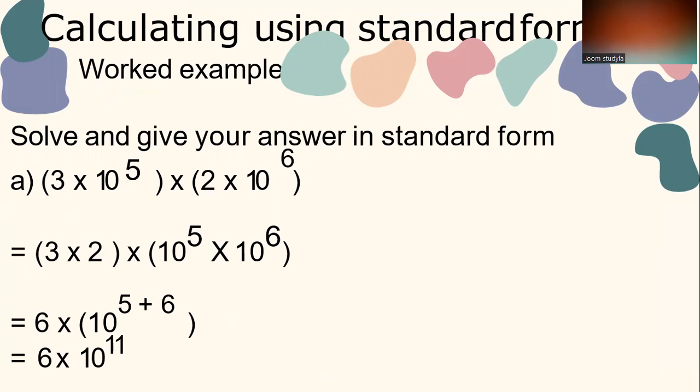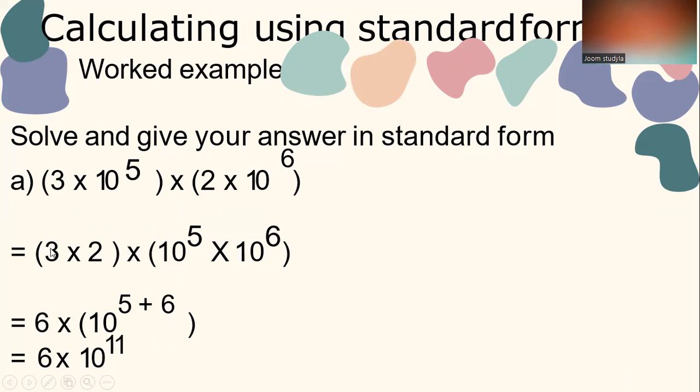Okay, let's look for the example calculating using standard form. Solve and give your answer in a standard form. When you have this kind of question, for example, in bracket 3 times 10 to the power of 5, close bracket, and multiply by 2 times 10 to the power of 6. What you have to do is simplify it. So you have to break up 3 multiply by 2 in one bracket and multiply by 10 to the power of 5 multiplied by 10 to the power of 6.